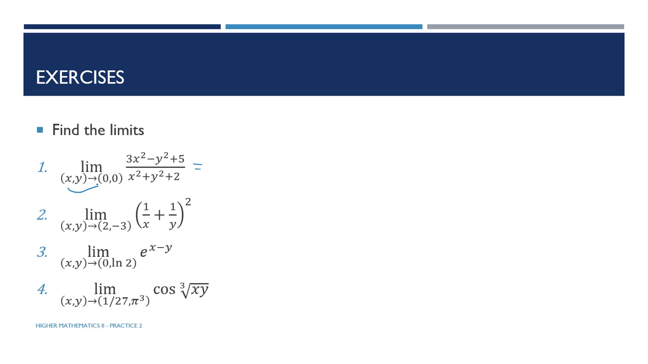Okay, if I plug in 0, 3 times 0 squared minus 0 squared plus 5, over 0 squared plus 0 squared plus 2. So 3 times 0 squared becomes 0, 0 minus 0 plus 5, 0 plus 0 plus 2. So on the numerator I will get 5, the denominator gives me 2. This is the answer. So check the first exercise. If it's true, go for the second one.